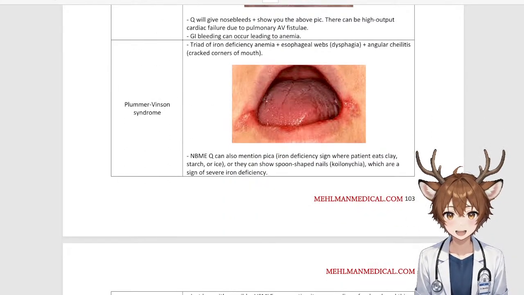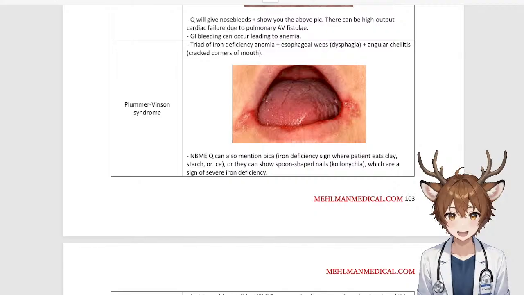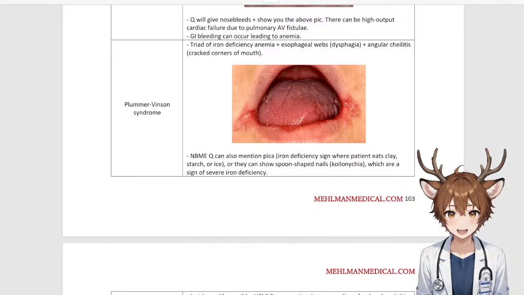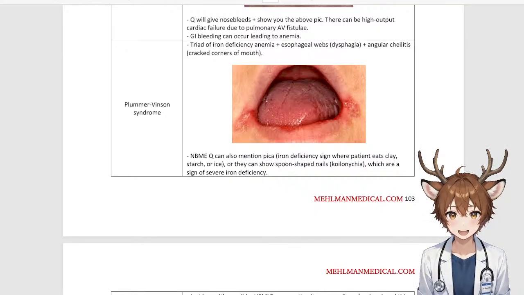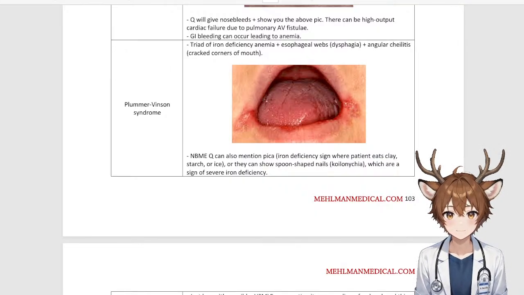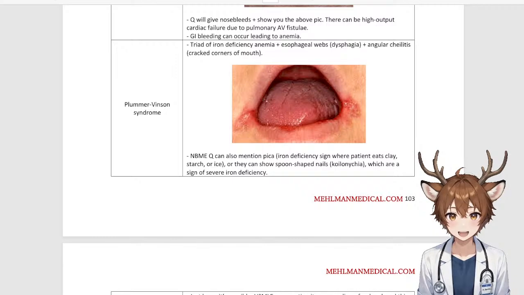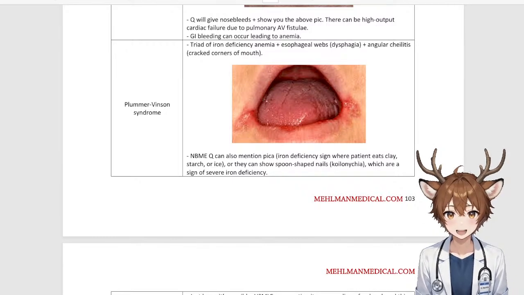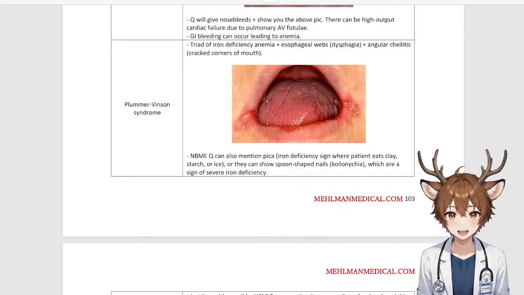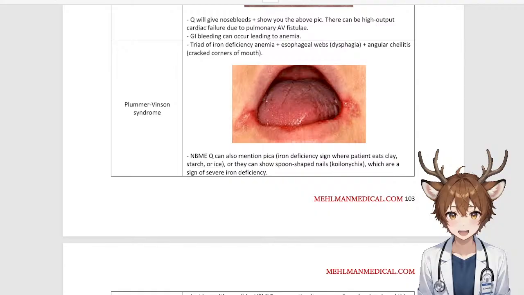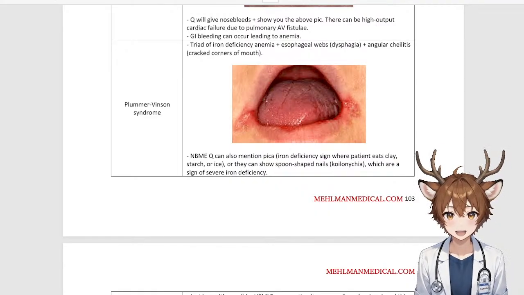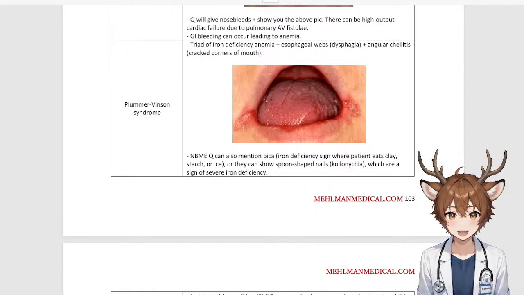What about Plummer-Vinson syndrome? A triad of iron deficiency anemia, plus esophageal webs with dysphagia, plus angular cheilitis, cracked corners of the mouth. This is because of iron deficiency; the esophageal web is why you have the iron deficiency, and also the angular cheilitis. An NBME question can also mention pica, an iron deficiency sign where the patient eats clay, starch, or ice, or they can show spoon-shaped nails, koilonychia, which are a sign of severe iron deficiency.